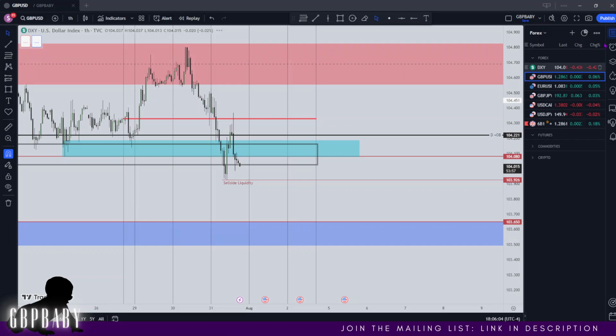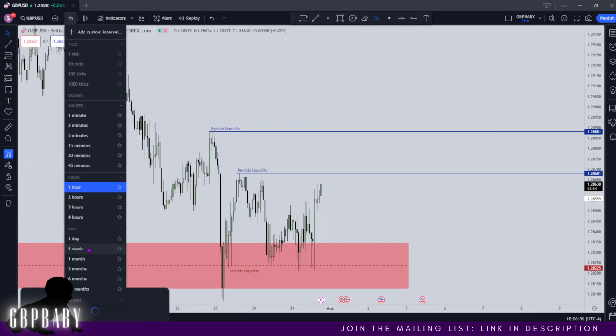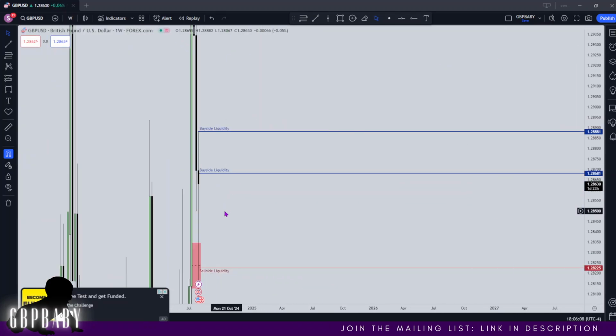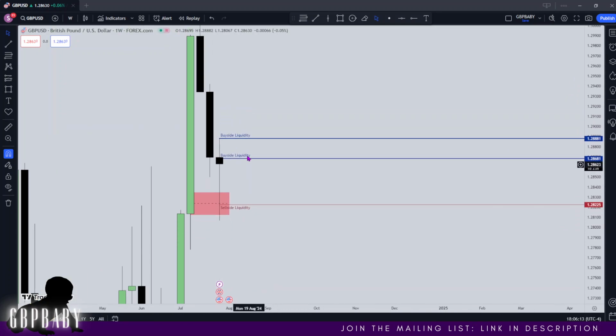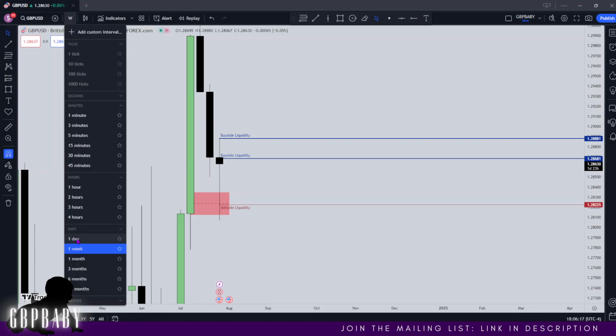Let's now head on to GBP USD. We'll start on the weekly here as well, and you can see how GBP failed to take out highs whilst dollar was taking out lows. Now, let's go straight to the daily.